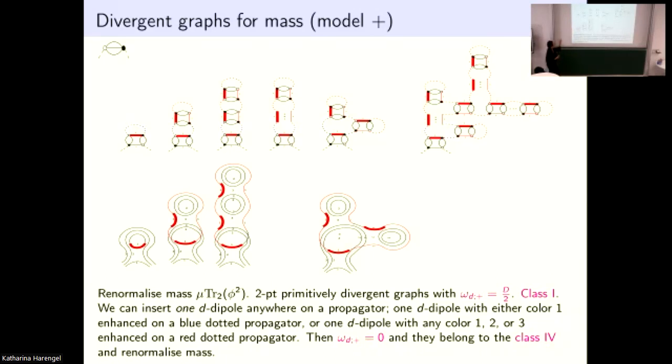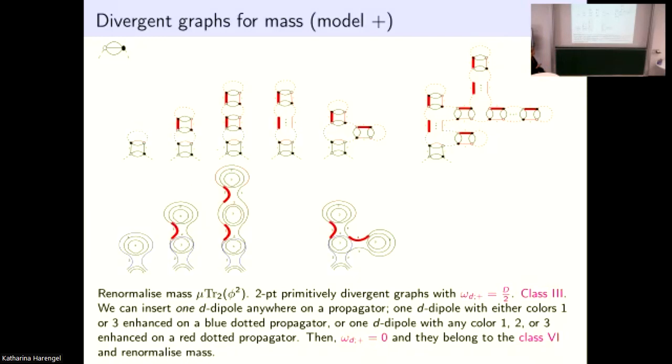And so all of them actually have a superficial degree of divergence d/2. And this corresponds to class 2 in the table that I showed you earlier, class 1. But you can also insert the enhanced d dipole, and then it will reduce the superficial degree of divergence by d/2, so it becomes log divergent. I didn't show you what they look like, but you can insert them, dotted, where the propagators are. So it's an infinite family of them.